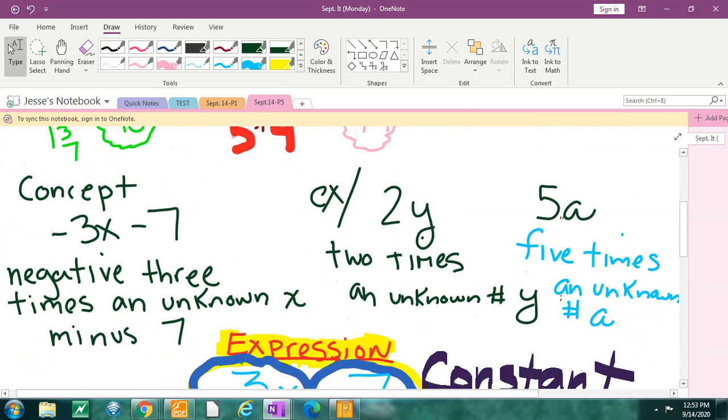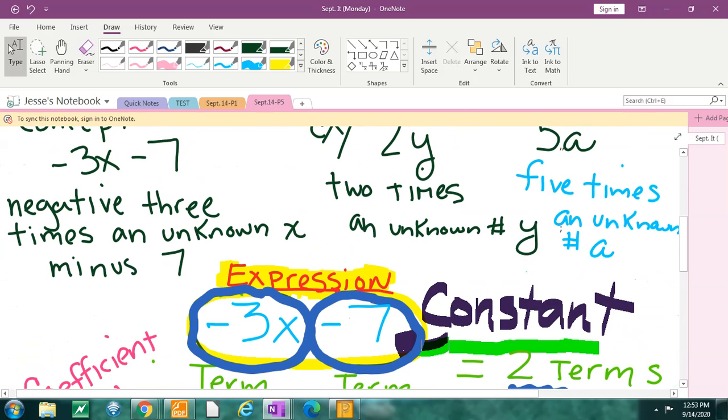And then we talked about what? Negative 3x, right? What this means is negative 3x minus 7 is negative 3 times an unknown x, minus 7. We talked about 2y. We talked about this: 2 times an unknown y. We talked about 5.